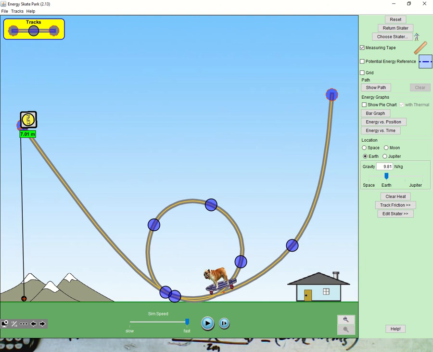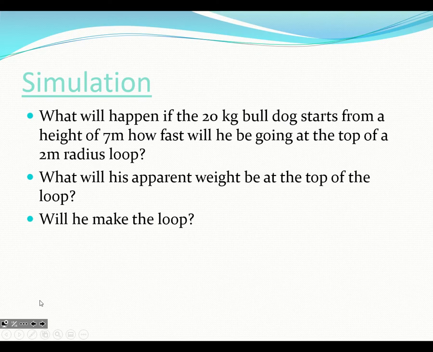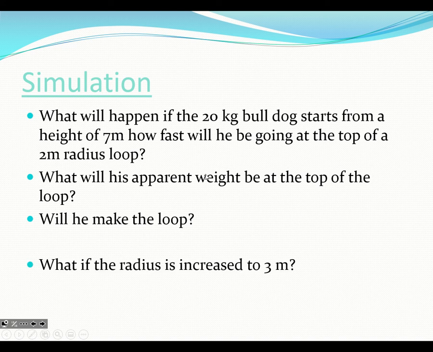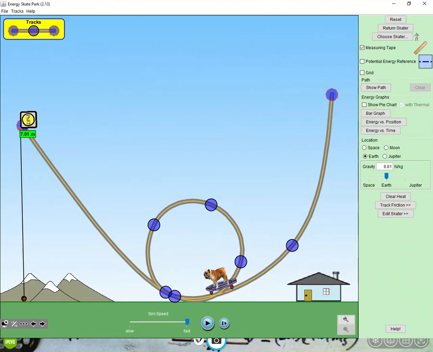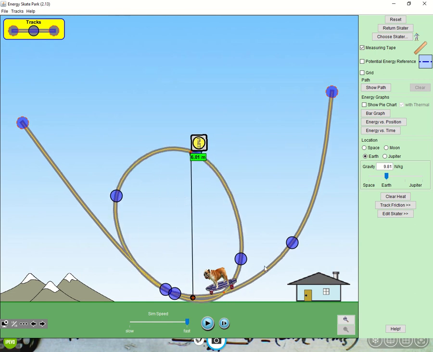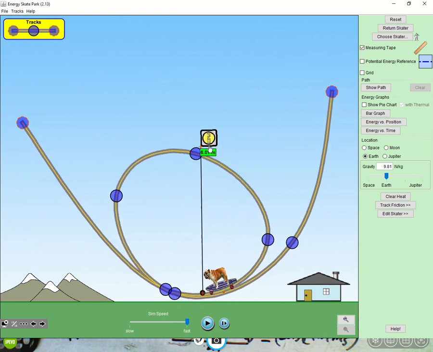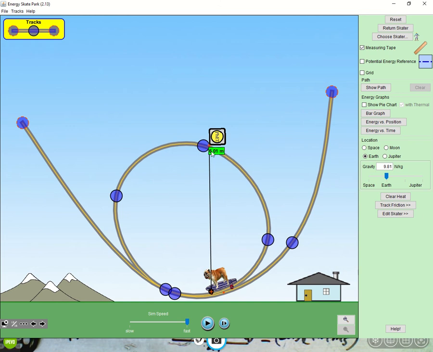So we're going to make a little bit of a change. So what will his apparent weight be at the top? Will he make the loop? And what if the radius is increased to 3 meters? So I'm going to take this simulation, and if the radius is 3 meters, then my diameter is 6. So I'm going to make it a whole lot bigger. That's pretty good.